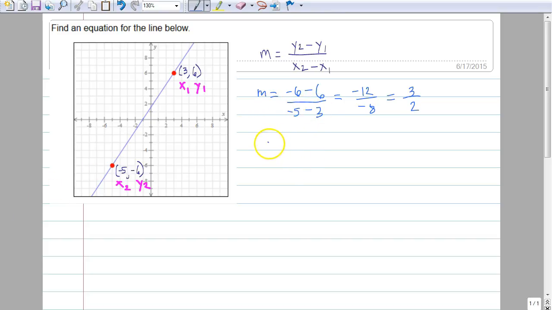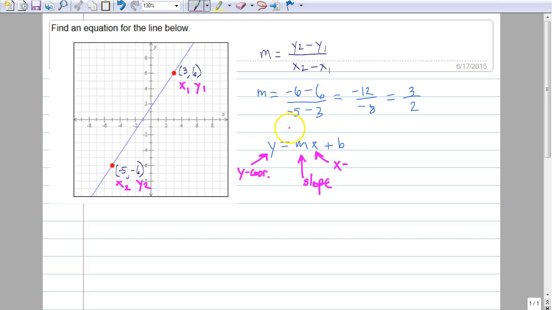From here we use the y equals mx plus b formula to find our y-intercept. Let's go ahead and label what each of these things is. So the y here is the y-coordinate of any point on the line. So this is the y-coordinate. The m is the slope, and then the x would be our x-coordinate of any point on the line.